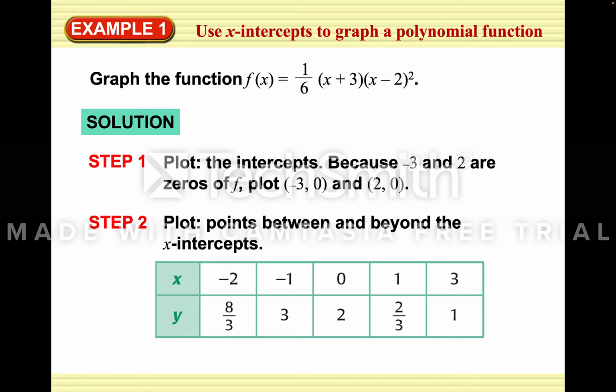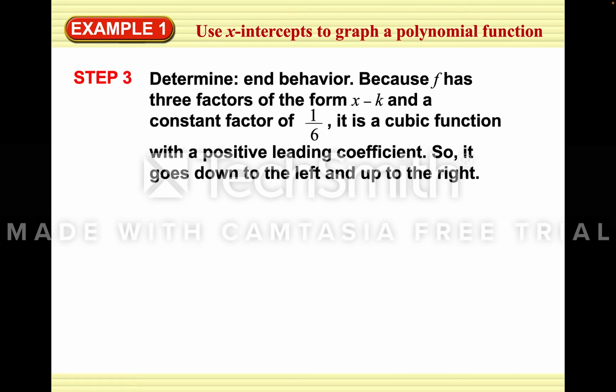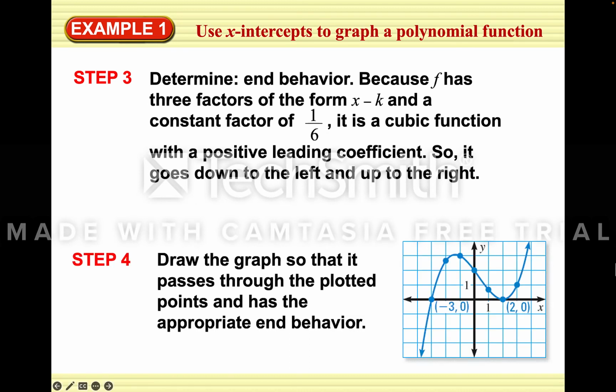Or if you want to think about it, we've got 1, 2, 3 factors, because the x minus 2 is squared, which means x minus 2 times x minus 2. And so we have a cubic function. It's going to be the third degree. So it's going to go up to the right because of that positive coefficient, and it'll go down to the left because for odd degree functions we have opposites.